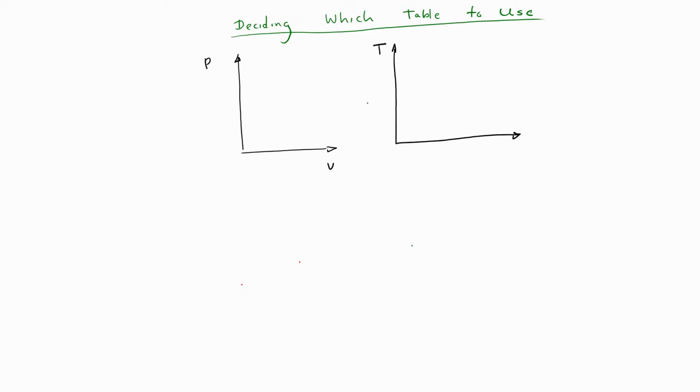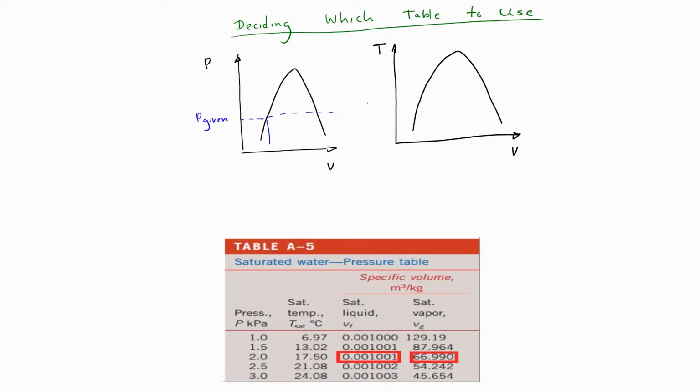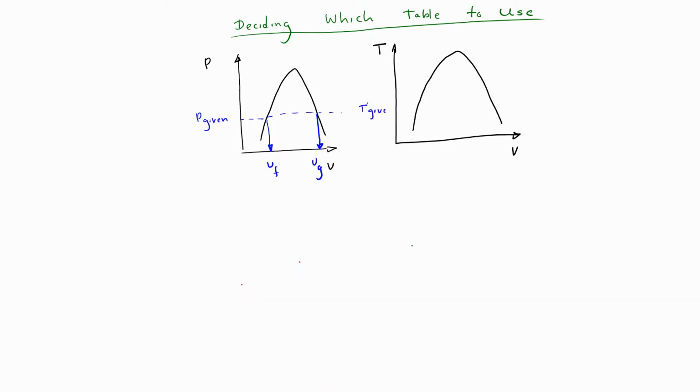So when it comes to PV and TV diagrams, we have our vapor liquid domes on that. And on PV diagram, we can draw a constant temperature line, and on TV diagram we can draw a constant pressure line. When we select a given pressure on our PV diagram, we can identify specific volume of liquid and specific volume of vapor, Vf and Vg values as shown here. And same applies to TV diagram. When you are given a T value, you can identify Vf and Vg values for that.